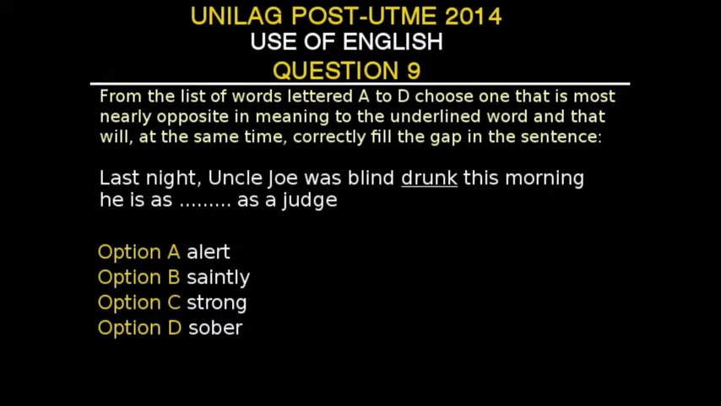Option A, alert. Option B, saintly. Option C, strong. Option D, sober. Now, drunk is an adjective and in some cases could be a noun, but in this use case, it is an adjective and it means to be affected by alcohol to the extent of losing control of one's faculties or behavior. So the most nearly opposite in meaning that correctly fills the gap is option D, sober. And sober means to not be affected by alcohol or simply not drunk. And in fact, the phrase is actually a popular one, as sober as a judge, which means to be clear-headed.